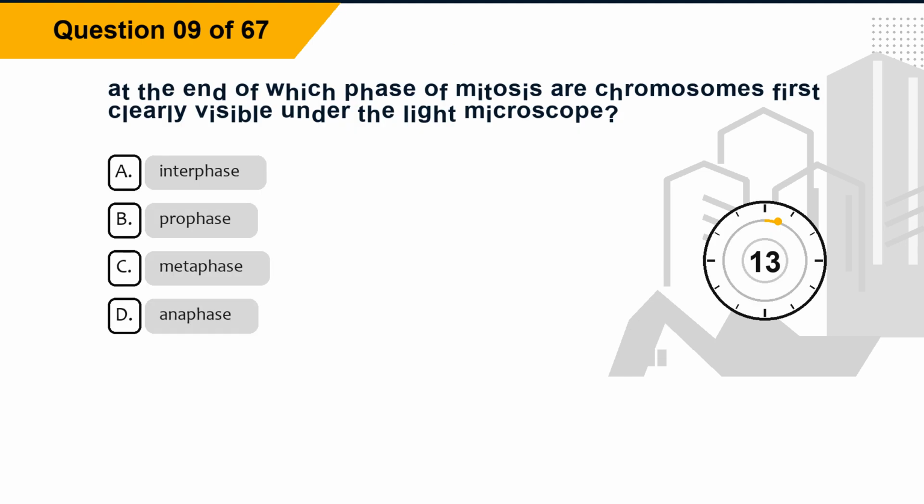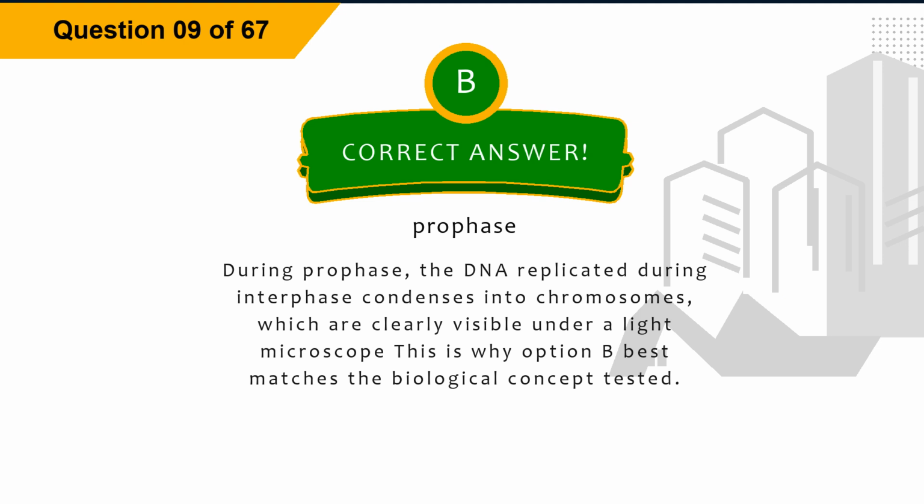Question 9. At the end of which phase of mitosis are chromosomes first clearly visible under the light microscope? Option A, interphase. Option B, prophase. Option C, metaphase. Option D, anaphase. The correct answer is option B, prophase. Explanation. During prophase, the DNA replicated during interphase condenses into chromosomes, which are clearly visible under a light microscope. This is why option B best matches the biological concept tested.